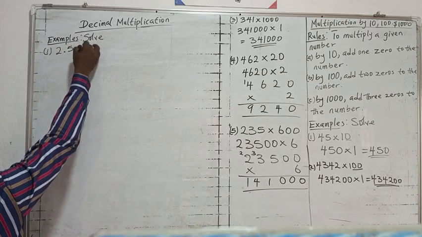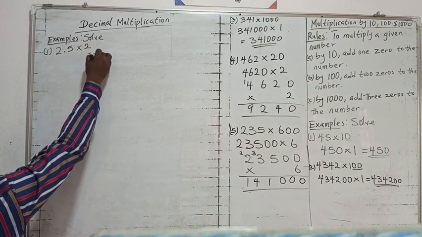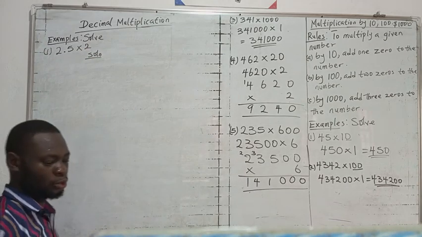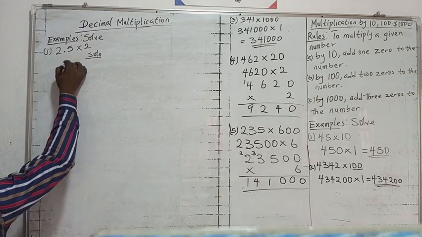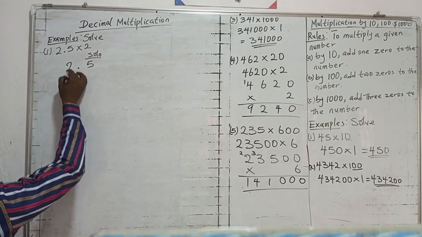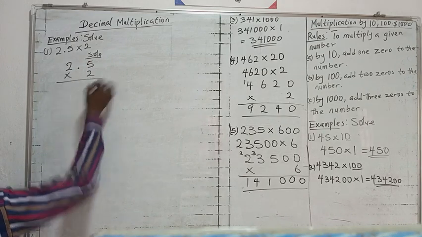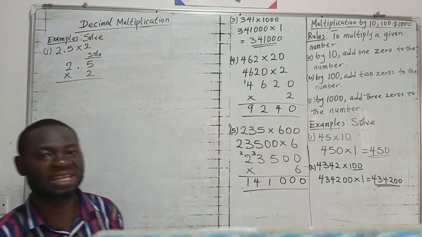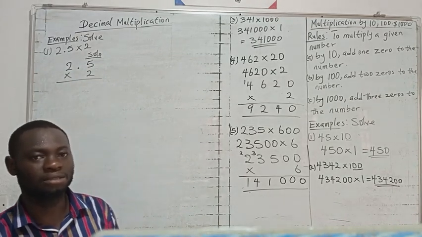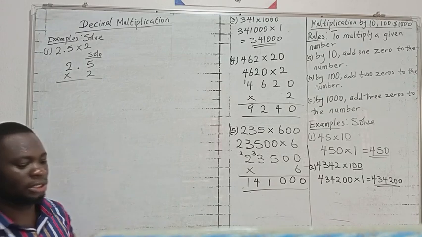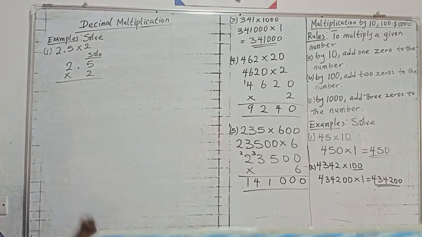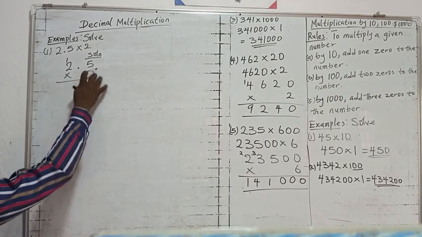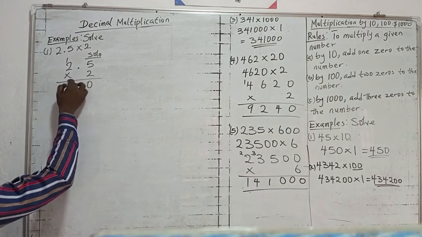2.5 times 2. Solution. 2.5 times 2. So what do we do? Remember I said, when multiplying this, please treat the decimal point as if it is not significant, but it is actually significant. Okay? So what do we do? 2 times 5, 10, 0, carry 1. 2 times 2, 4, plus 1, 5.